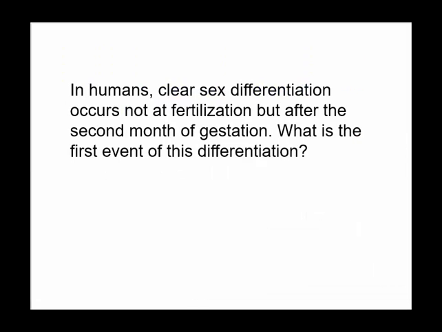All right. So in humans, clear sexual differentiation occurs not at fertilization. Well, that is important, but later. It's about the second month of gestation. What's the first event, given your choices here? All right, yeah, back to that SRY gene. That's just critical in sending that development down the path of someone who's phenotypically a male.